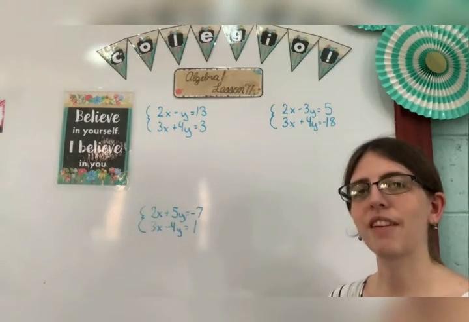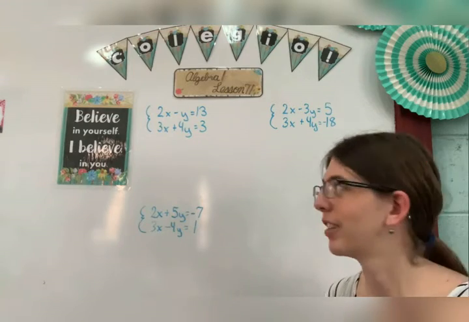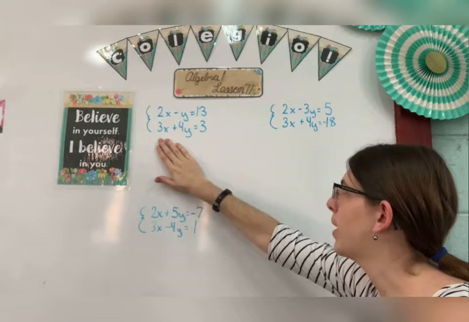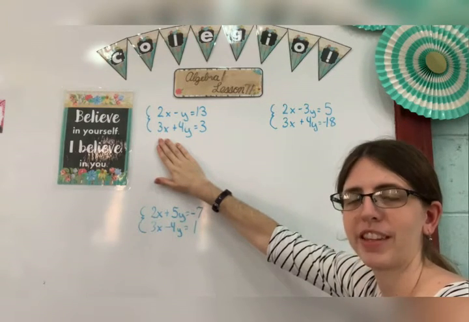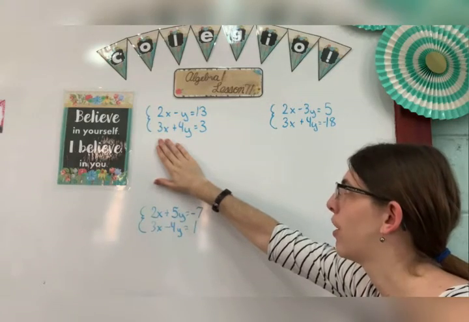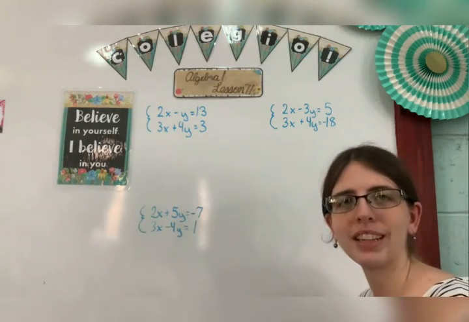This is example 71.1 in your book. 2x minus y equals 13. 3x plus 4y equals 3. I want to know the ordered pair that will be a solution set for both. So I'm going to solve using elimination.